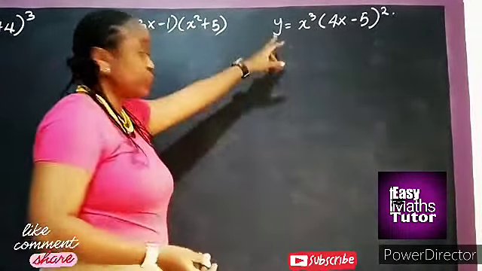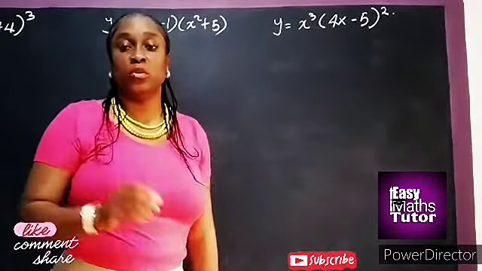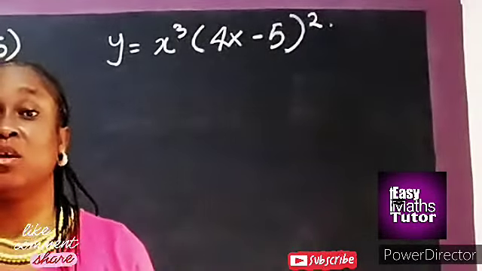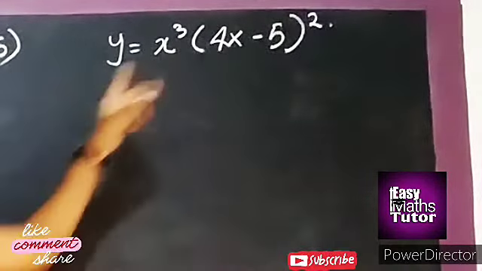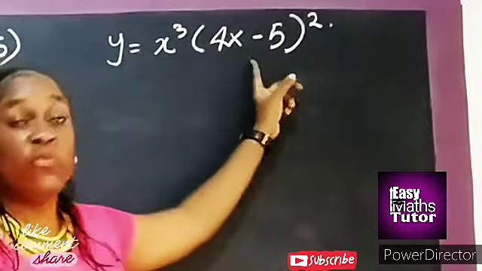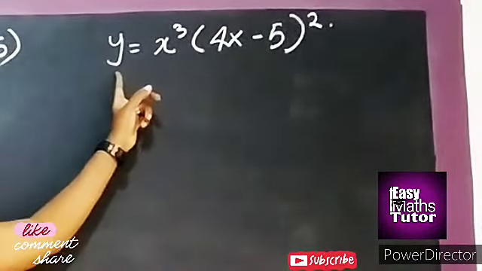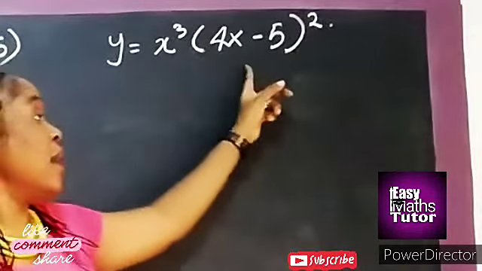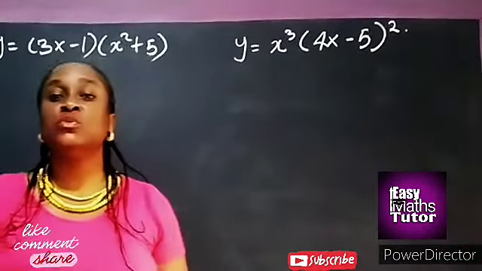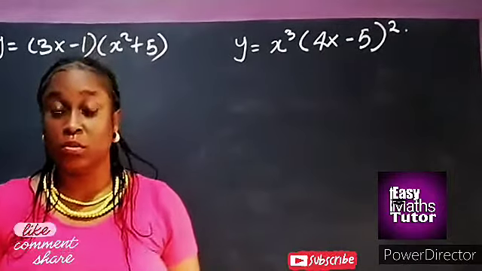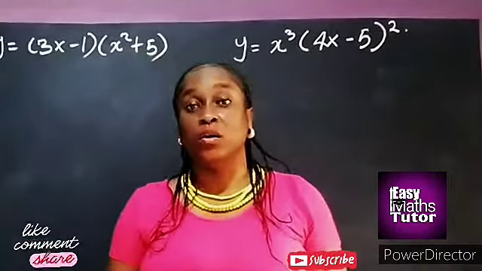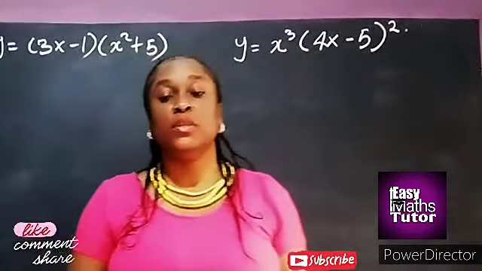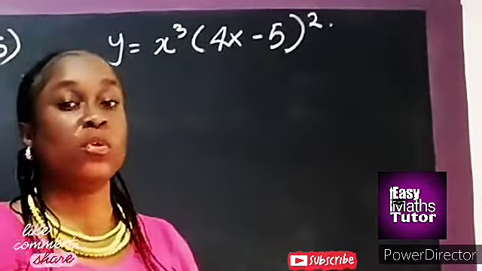First of all, we need to know the product rule. We assume that the two product functions will be called u and v. So this function y is the product of u and v. The product rule states that dy/dx is equal to u times dv/dx plus v times du/dx. That is the product rule formula.